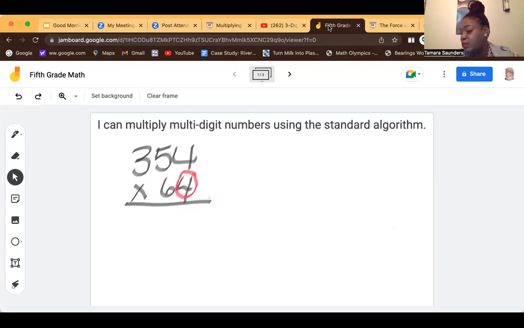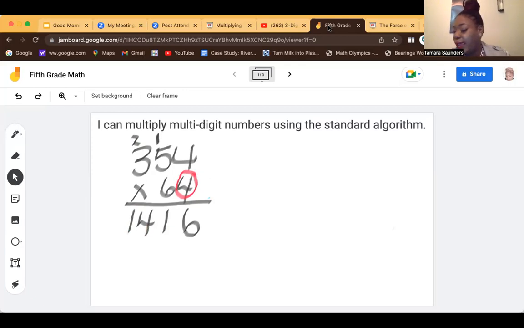So we're going to go 4 times 4 is 16, which gives me I'm going to put down my 6, which is in the ones place, and we carry the 1 on top of the 5. 4 times 5 is 20, plus 1 is 21. We put down the 1 and carry the 2 at the top. All right, and then we're going to go ahead and multiply 4 times 3 is 12. 12 plus 2 is 14. So I'm done multiplying my first line of numbers.